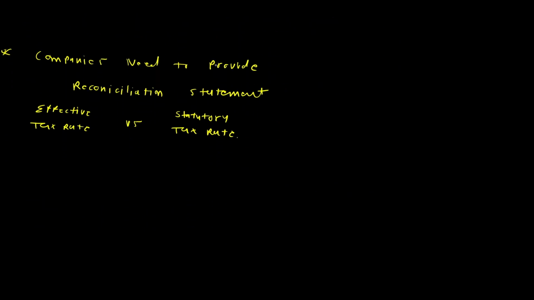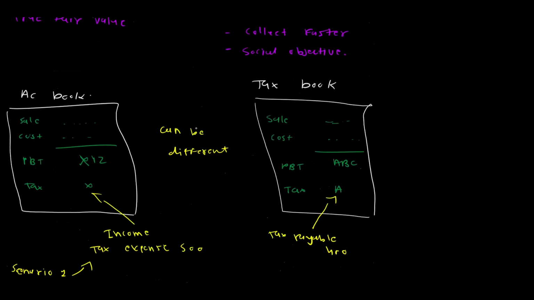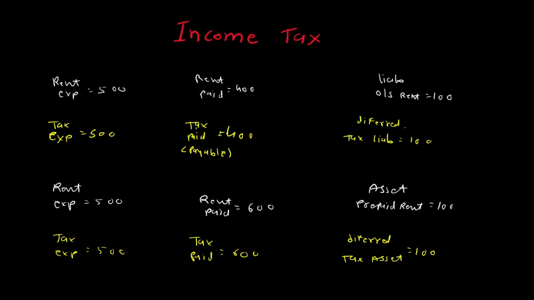And the last reading is that companies need to provide a reconciliation statement of the effective tax rate versus the statutory tax rate in the financial reports. That's it. This is the core understanding of income taxes as per CFA Level 1.